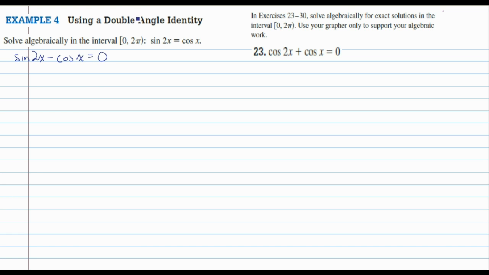Now, of course, the directions gave us a clue: use double angle identity. But I see a sine of 2x here, so I am going to convert that to its equivalent expression, 2 sine of x cosine of x minus cosine of x equals 0. Now I can factor out from both terms before and after the subtraction sign a cosine of x.